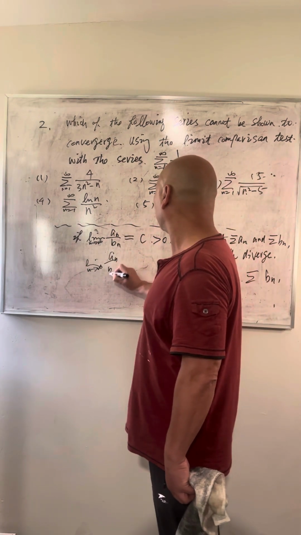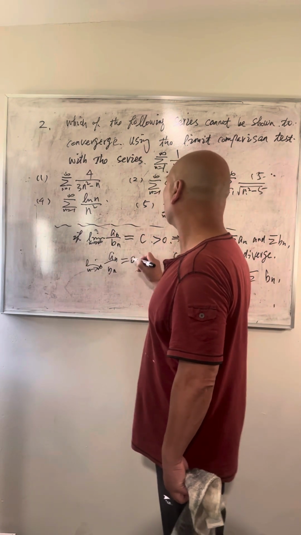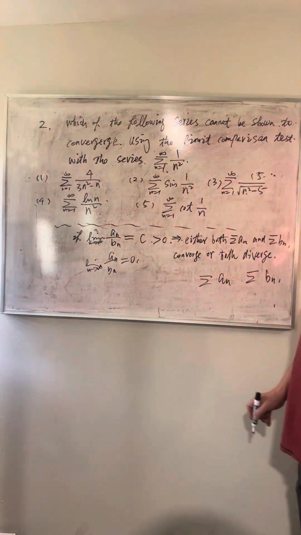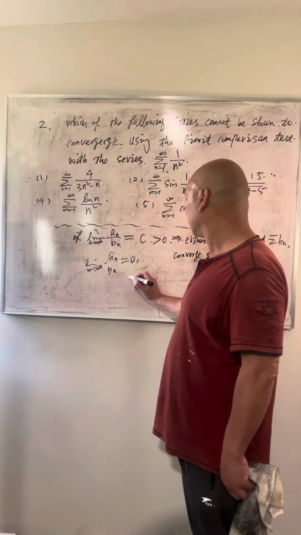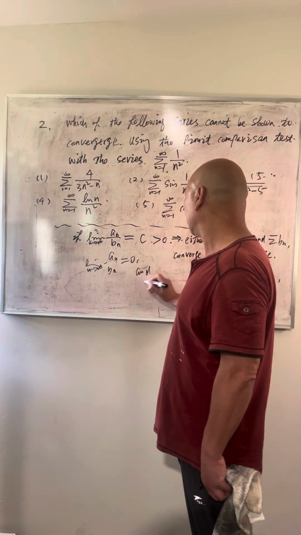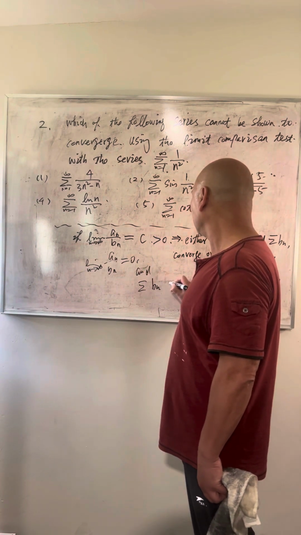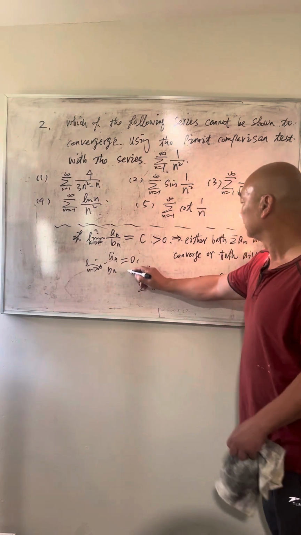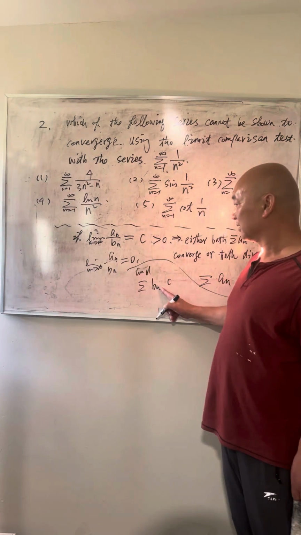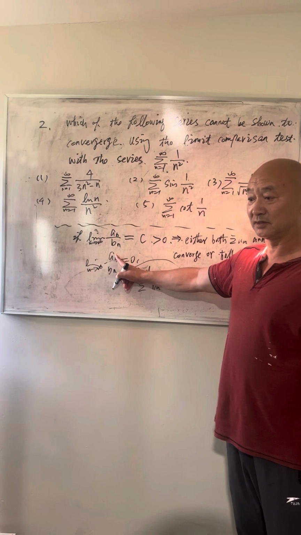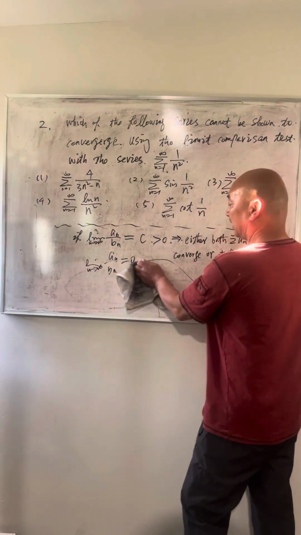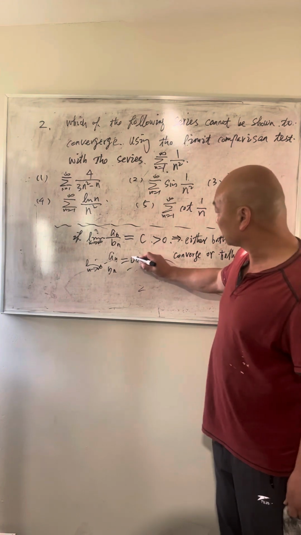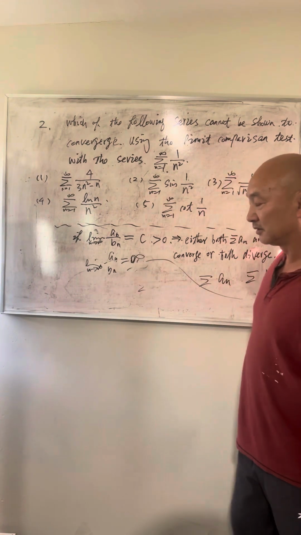Or we can say, we normally apply this one: if the ratio is 0, and the denominator Bn is convergent, then An must be convergent. Sometimes maybe you are asked this question, if the limit is infinity.